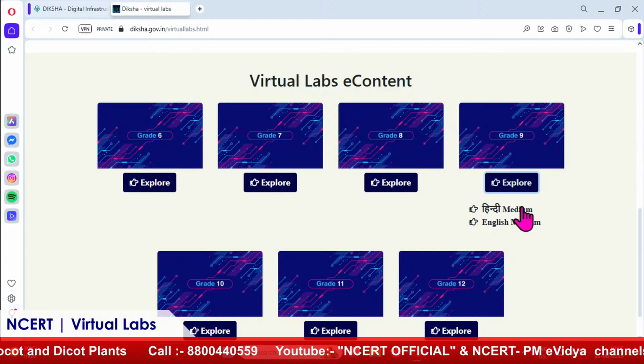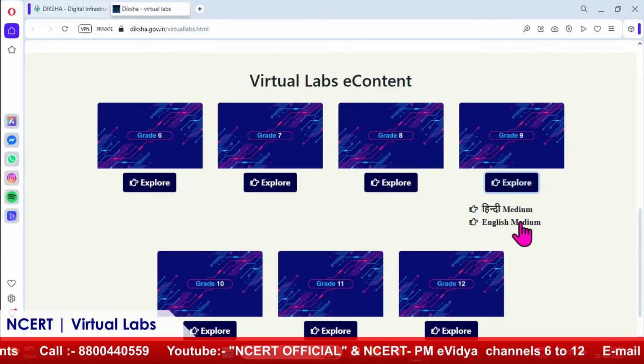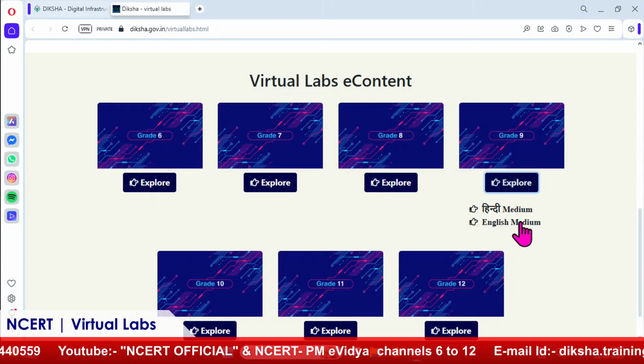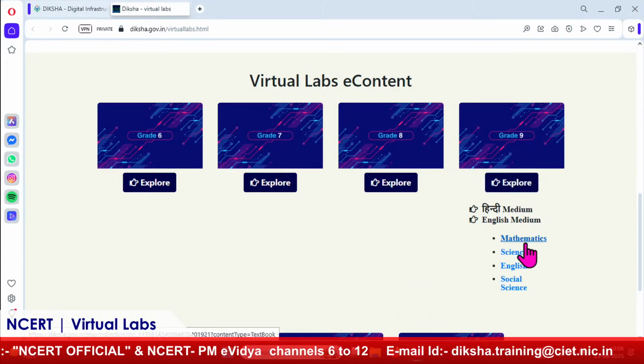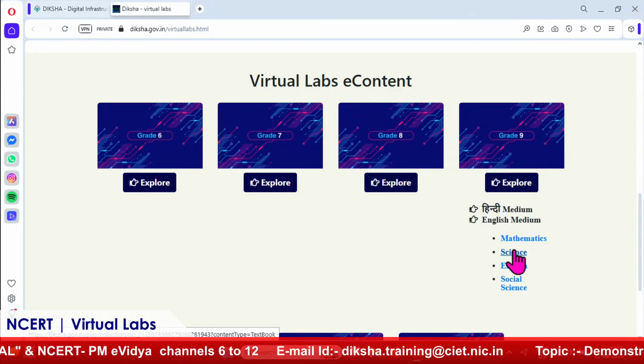Here you can see we have Hindi medium and English medium, but right now content is available for English medium, and for the other medium also the content will be available soon. So I'll click on English medium. You can see that the subjects have appeared for which activities are there. I am clicking on science.